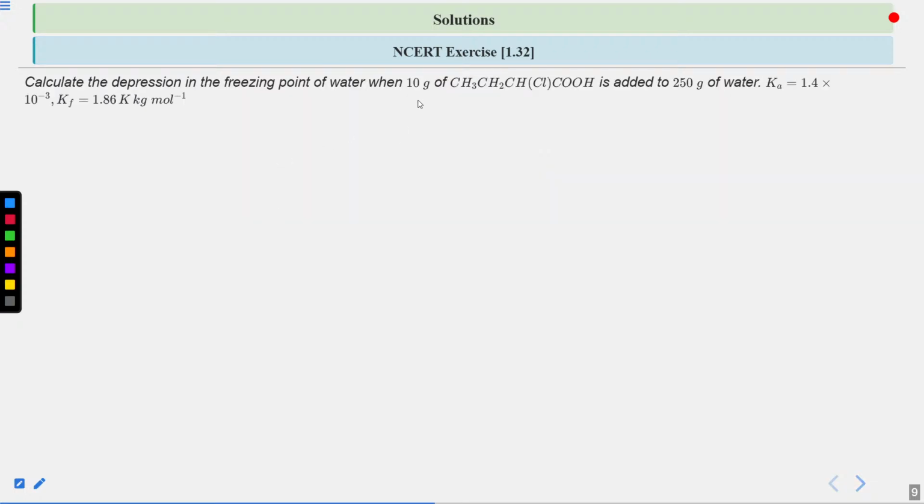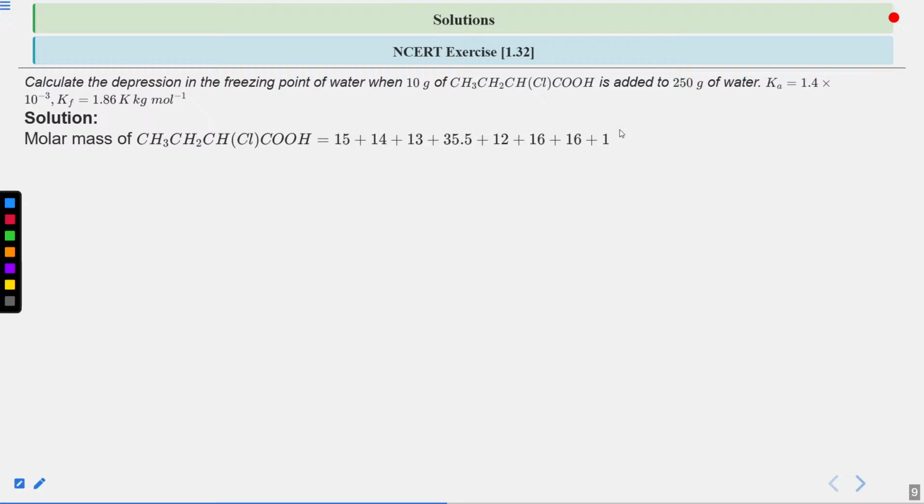So we are given two things. First of all, the mass of the compound which is dissolved in water and the amount of water in which it is dissolved, it is 250 gram. Then the dissociation constant and the Kf value are given. So let's see how we can solve it.